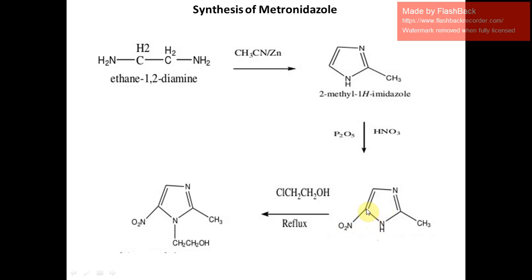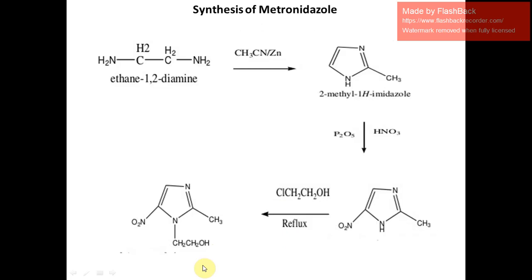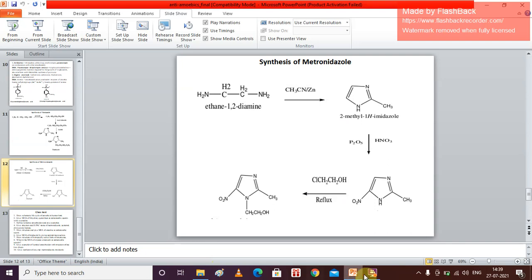So nitration will preferentially take place on this particular position, which upon treatment with, what is this? This is 2-chloroethanol. Upon refluxing, this hydrogen is replaced and this chloro is replaced and lost as HCl, and here CH2OH is being put. Okay, so we'll stop here. We have finished with the anti-amoebic chapter. Thank you.